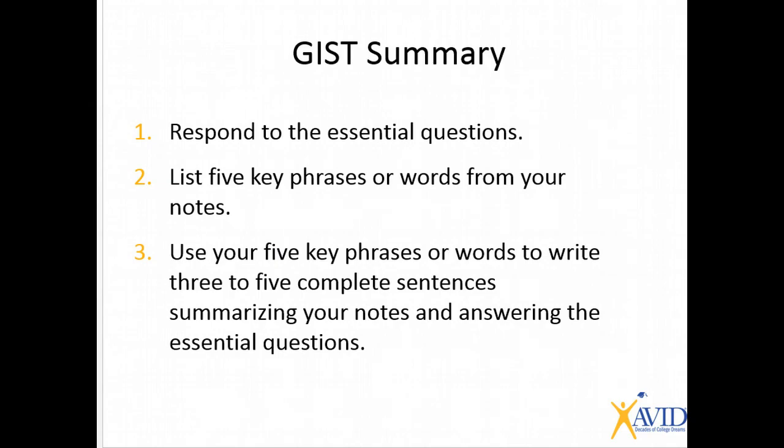So considering that we are differentiating instruction for all learners, the next thing we'd have our students do is to write a GIST summary. In the AVID world, GIST stands for Generating Information from Schemata or Text, fancy words, but really these are the 3 things we'd like them to do. Number 1, respond to the essential question. Number 2, maybe list 5 key phrases or words that they put in their notes. That could be the original vocabulary, or it could be something else that was added in the lesson. And then we want them to use those 5 key phrases or words to write a 3 to 5 complete sentence summary, summarizing their notes and answering the essential question. So again, you can stop the tape and do that now.